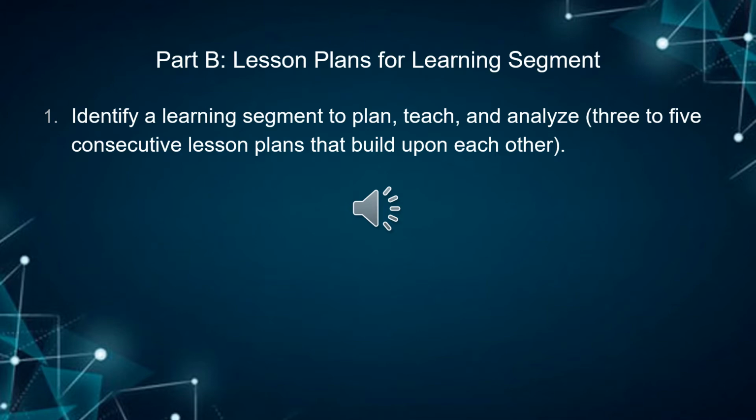For Part B, you are going to be required to write a set of 3 to 5 lesson plans. So we'll take this in a few steps. For step 1, the first thing that you have to do is identify a learning segment, or a set of plans to plan, teach, and analyze. This is going to be the same set of lessons that you plan in task 1, that you teach in task 2, and then you're going to analyze in task 3. And this is going to consist of 3 to 5 consecutive lesson plans that build on each other in some way. So they need to be back to back, and they need to build on each other in some way. And we'll go over that in the next step.